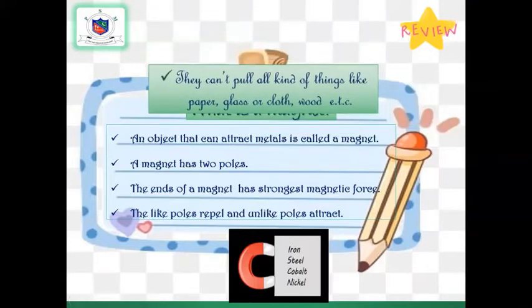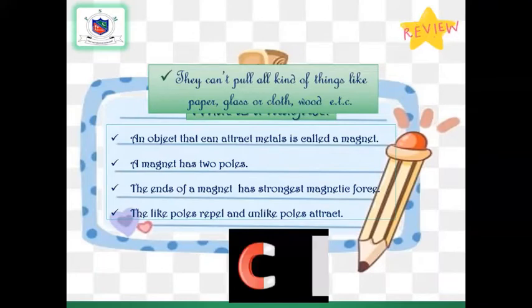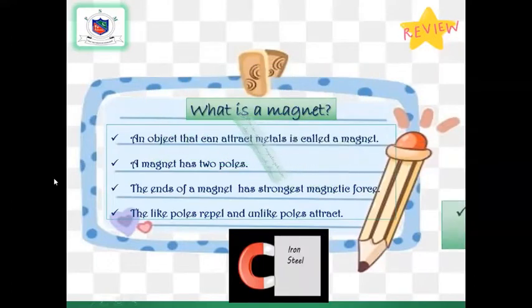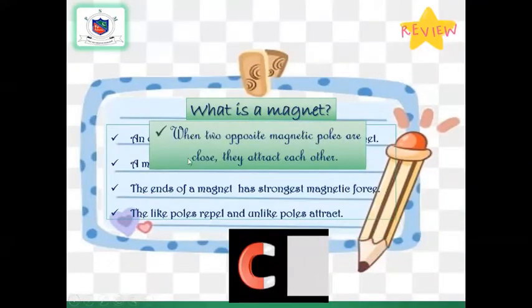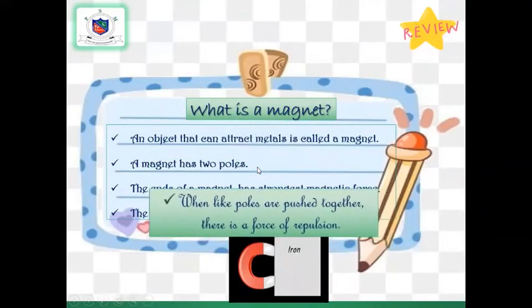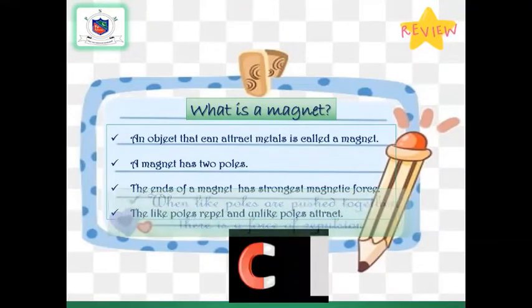Secondly, magnets cannot pull all kinds of objects. They cannot pull paper. They do not pull glass or clothes or wood, etc., because they are all non-magnetic materials. When two opposite magnetic poles are close, they attract each other, and when we have like poles, they push apart. There is a repulsive force between them.